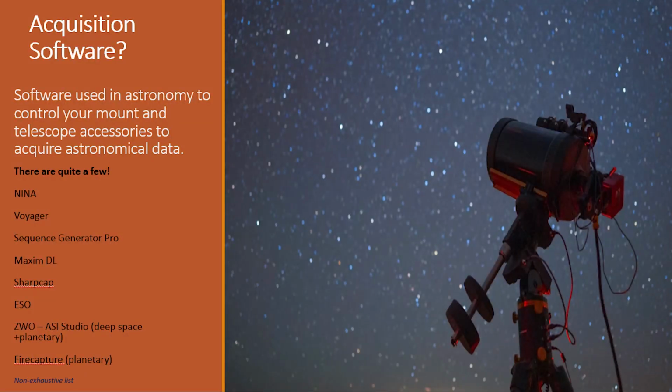And then ZWO themselves, they're very popular. They make astronomy cameras. They're now into mounts, telescopes themselves, rotators, OAGs. That's off-axis guiders, and now they've produced their own acquisition software where you can control all your equipment within that software, and that's the ZWO ASI Studio, and it has a number of options from deep space to planetary to live stacking, you name it, you can find it in that software package.